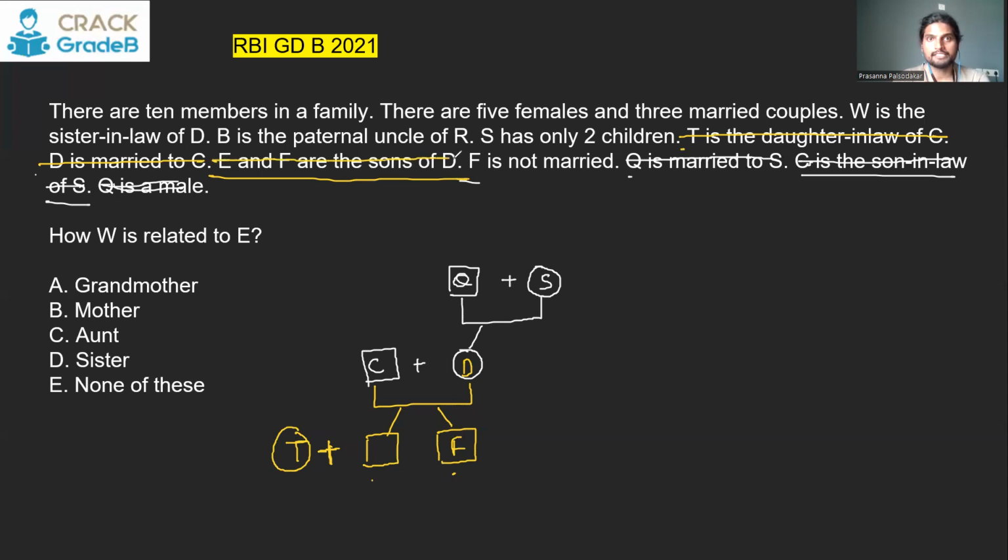So this part also we can say is covered. This person will be E then. E and F are the sons. 1, 2, 3, 4, 5, 6, 7. There are only 7 members yet. So we'll have to see the other statements as well.